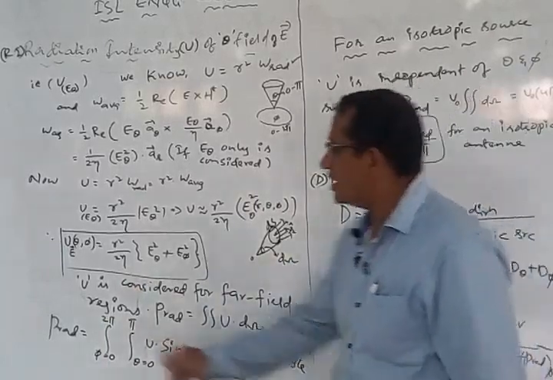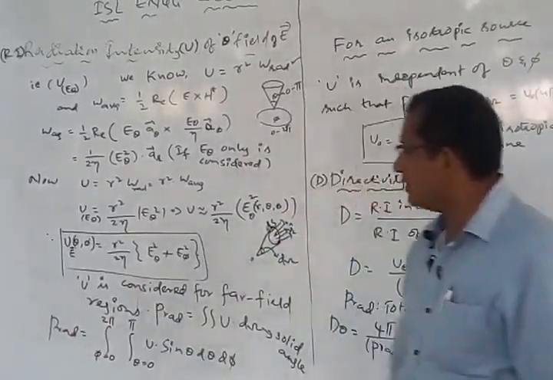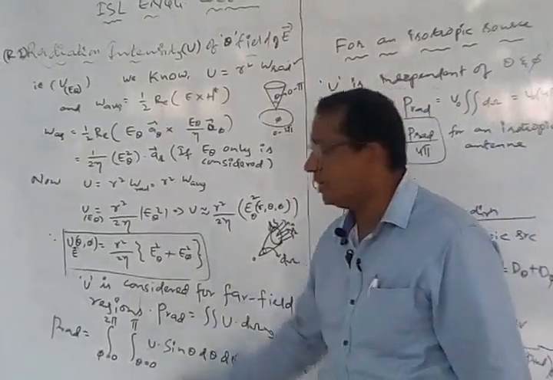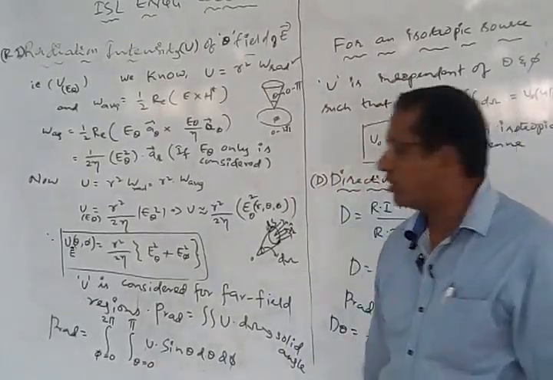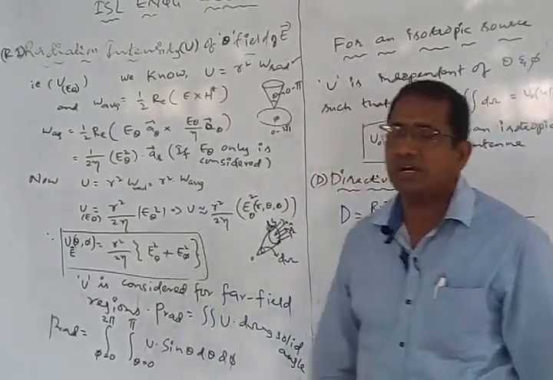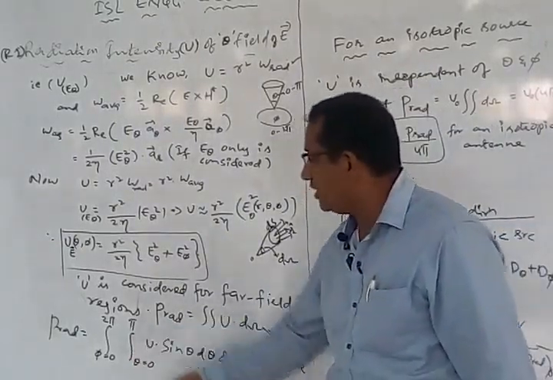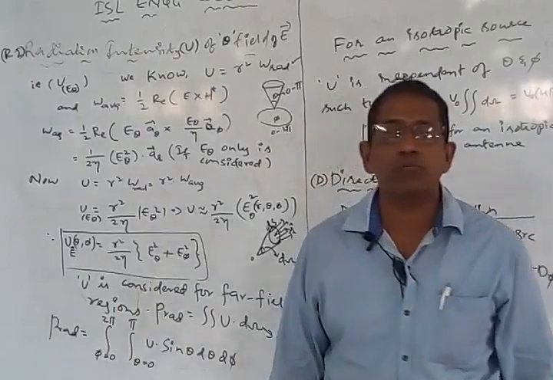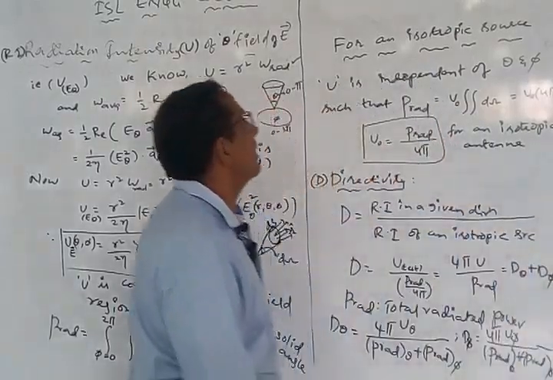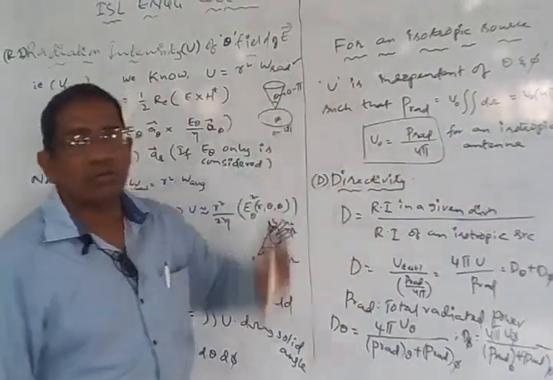Now to calculate this radiated power, what is required for us? We should know the value of U, the radiation intensity. What is the value of radiation intensity? If you know this particular value, you can find out the amount of power radiated from the transmitting antenna. Now let us look into another practical case.